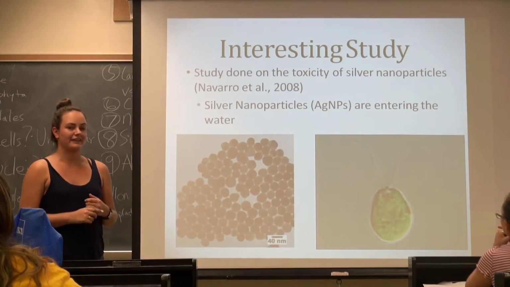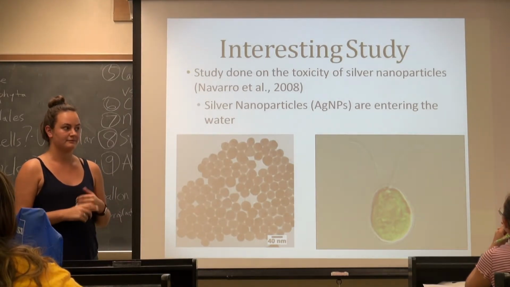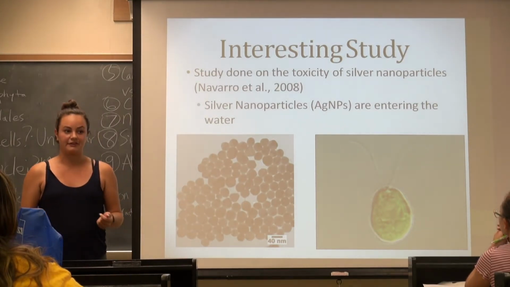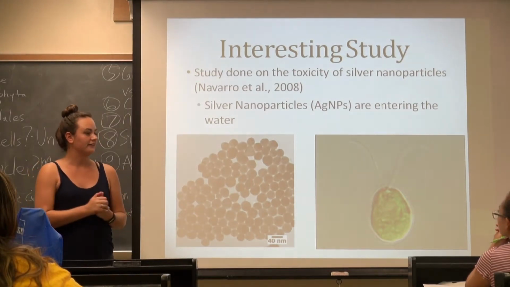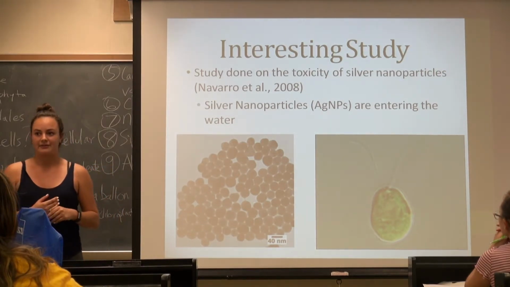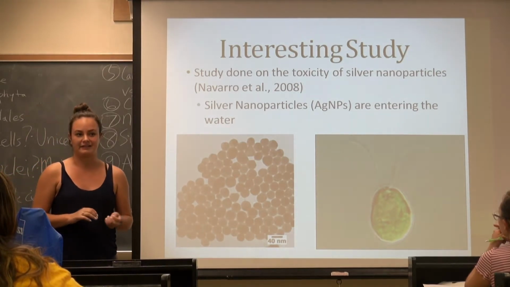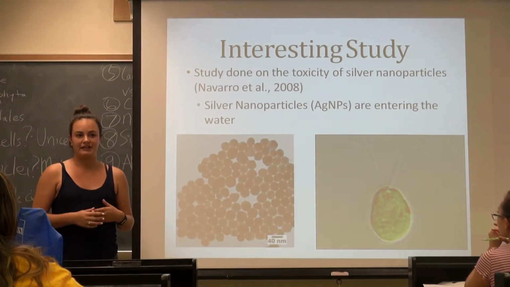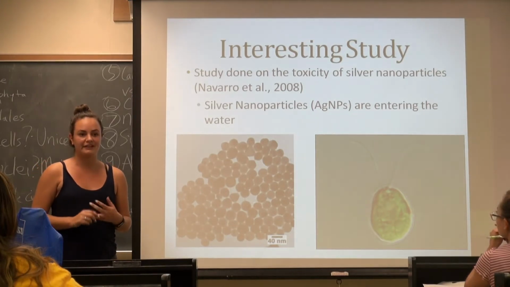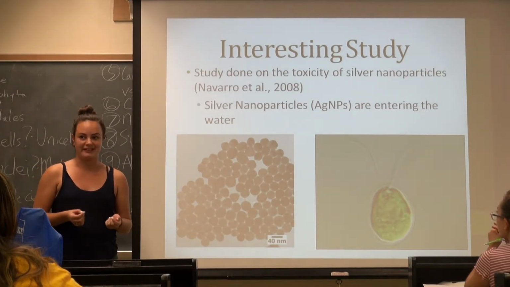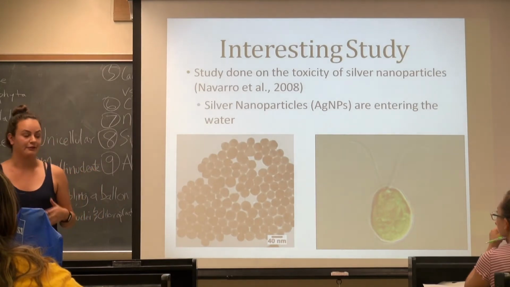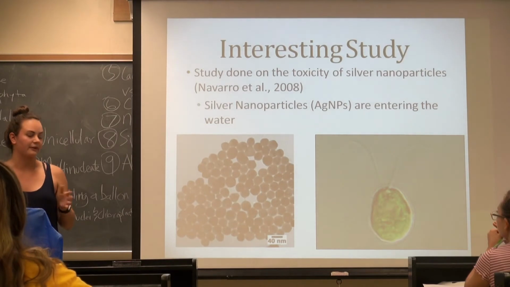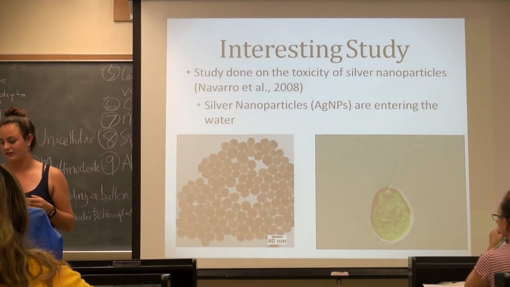But this one was looking at how silver nanoparticles are affecting the algae and how they're toxic to the algae. Silver nanoparticles have become more popular because silver has an antibacterial property. So they've been used in laundry detergents, cleaning supplies, and food storage containers for that antibacterial property. But these people wanted to see what it was going to do to algae if it entered the water.